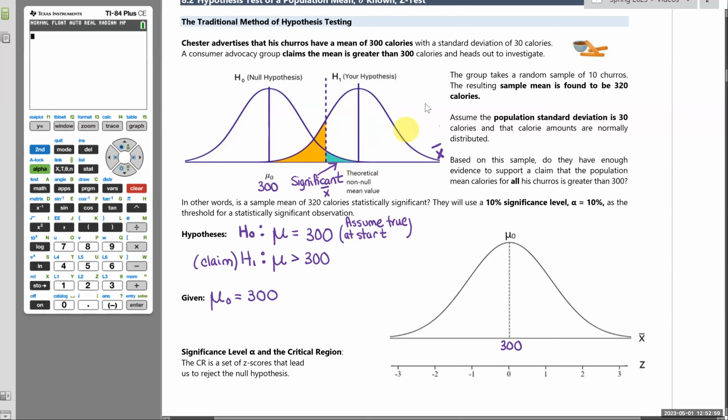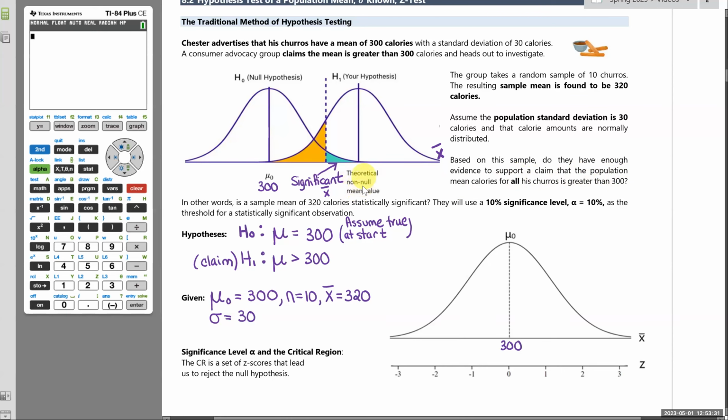All right, so the group went out and took a sample of 10 churros. I'm going to keep writing some given information. They took a sample of 10 churros, and for the sample mean, they got 320. The population standard deviation, sigma, is 30. So sigma is known. And then based on this sample, do they have enough evidence to support a claim that the population mean for all of his churros is greater than 300?